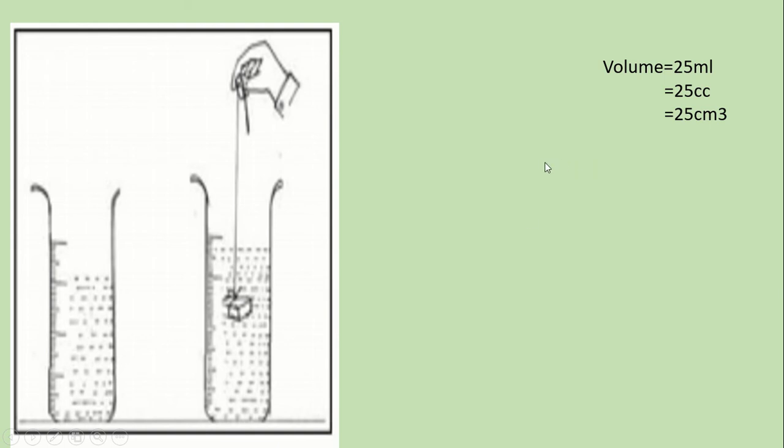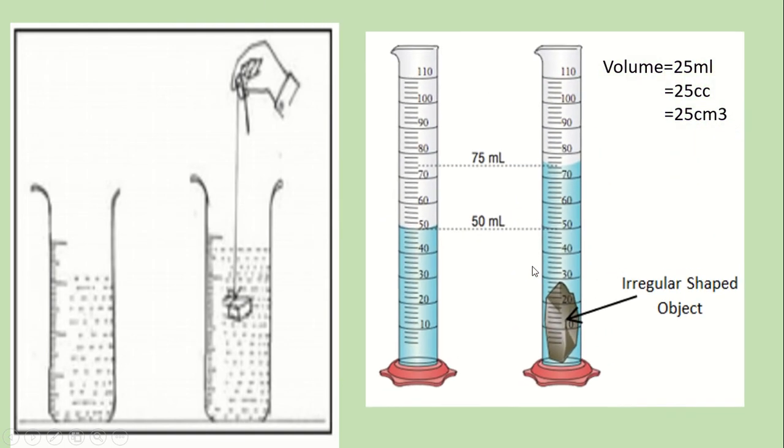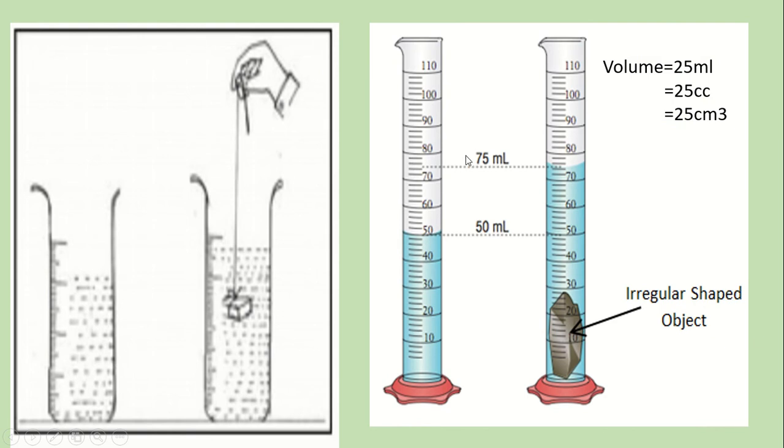Now we will do the same experiment by using an irregular object. Look, here we will take some water in this measuring flask, and also mark the water level. Here the water level is up to 50 ml.